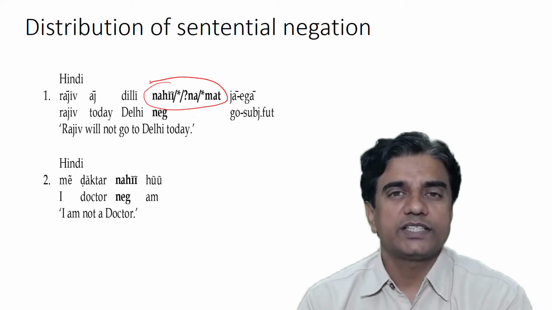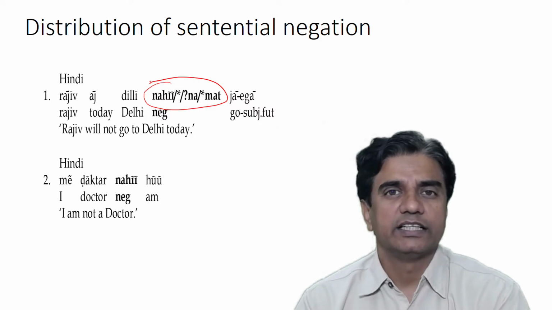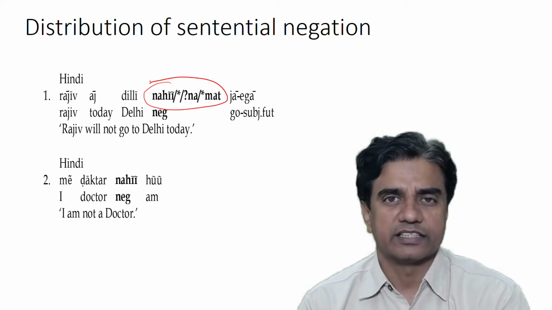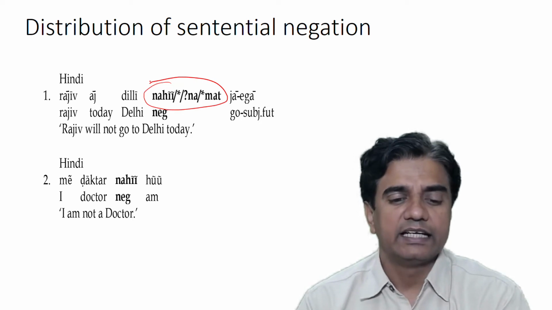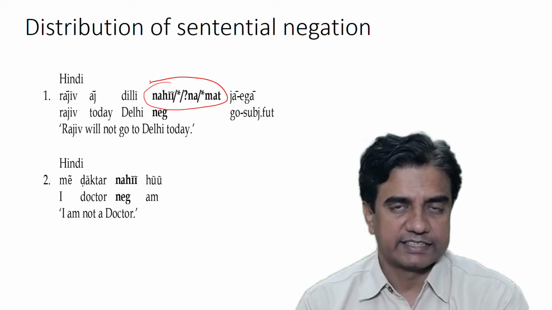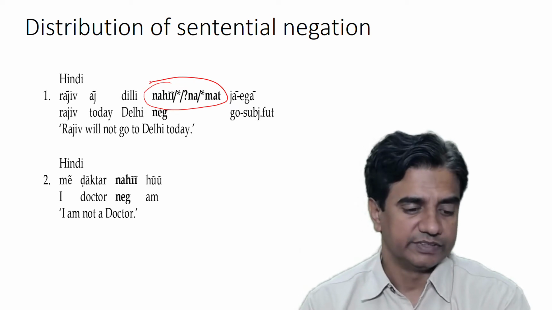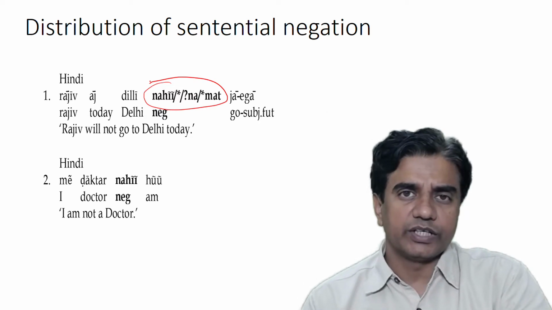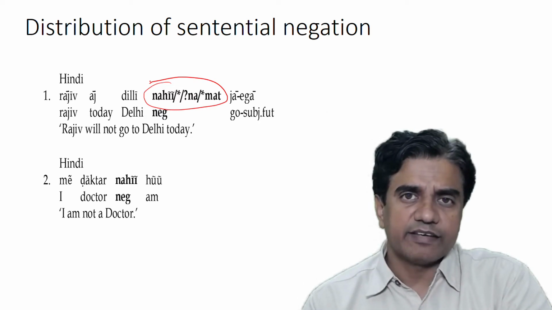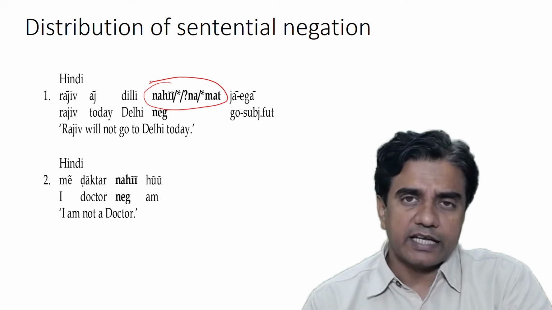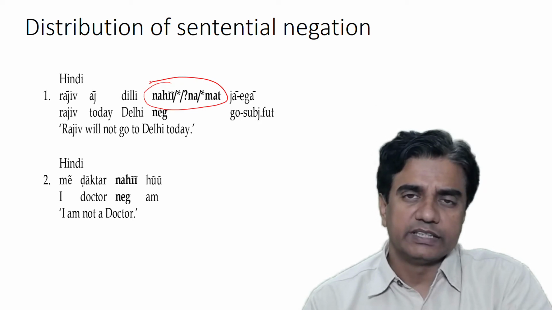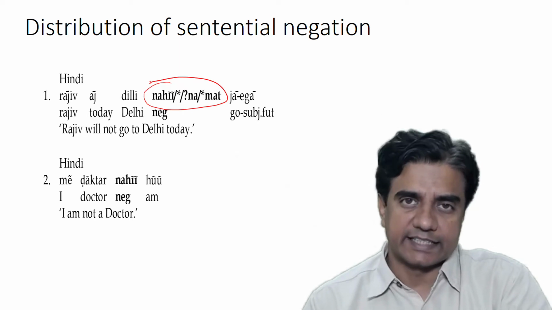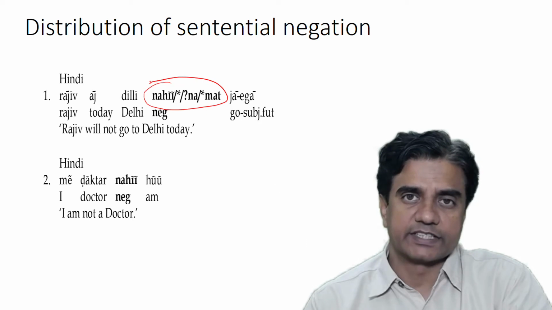Now, what is important here for us to see is that in a language like Hindi, there are three negative particles, namely nahi, na, and mat, as discussed in sentence number 1. We also find that these negative elements occur right before the verb, that is, to the left of the verb in the sentence at a surface level.